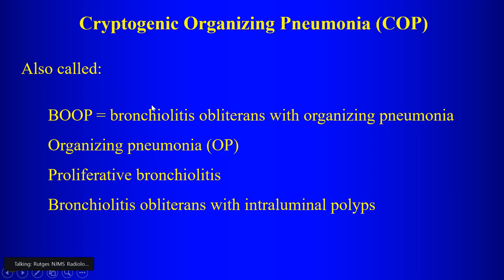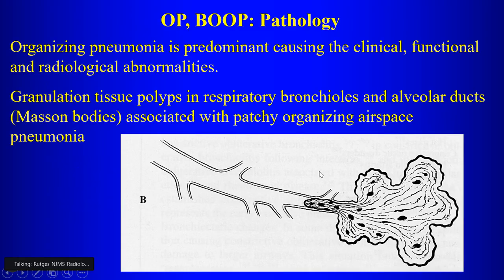So cryptogenic organizing pneumonia, there have been other names for this. Originally it was called BOOP, but because that gets confusing with bronchiolitis obliterans, which is a completely different disease, that has been dropped. So organizing pneumonia is the preferred term. And if it's idiopathic, it's called cryptogenic organizing pneumonia. And then here are some other terms that have also been associated with this.